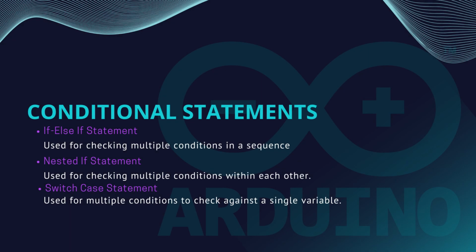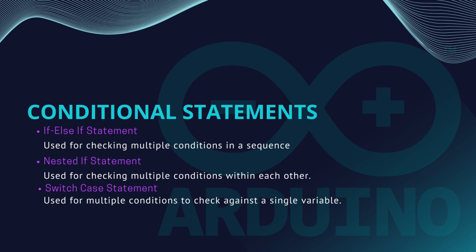Next is the if-else-if statement. It is used for checking multiple conditions in a sequence. Ito ay similar sa if-else statement, but yung else part natin ay may kailangan din na i-meet na condition. If the first condition is true, the code within the first set of curly braces is executed, and the rest of the conditions are not checked. If the first condition is false, the program checks the next condition and so on.